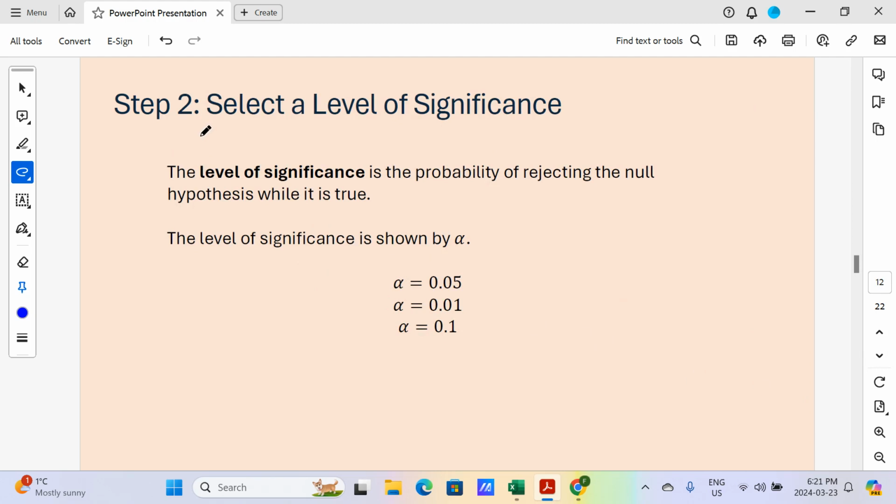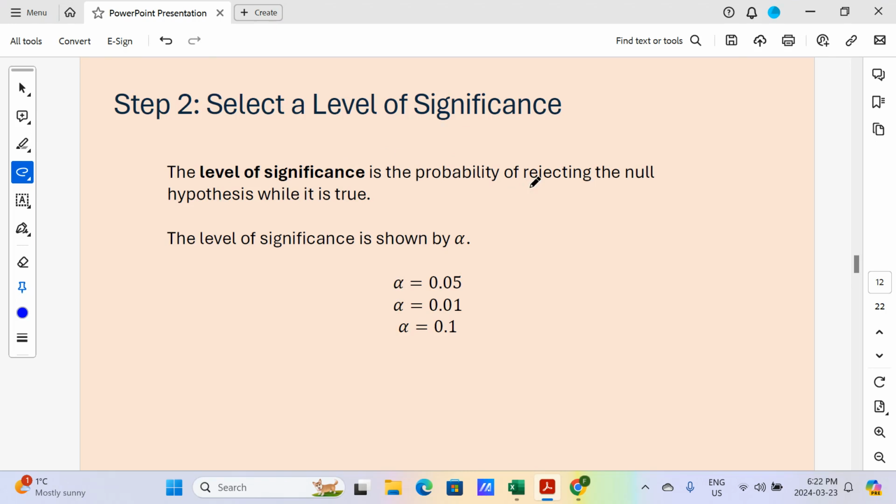Okay, in step 2, after formulating H0 and H1, I need to select a level of significance. The level of significance is the probability of rejecting the null hypothesis while it's true. The last step in hypothesis testing is to decide about rejecting or not rejecting H0, the null hypothesis. In this case, we have made an error. So it's called the level of significance, alpha. Alpha is the probability of rejecting H0 while it's correct.